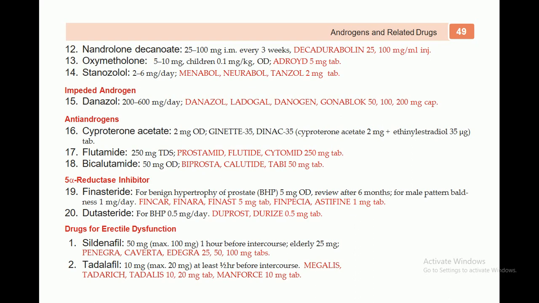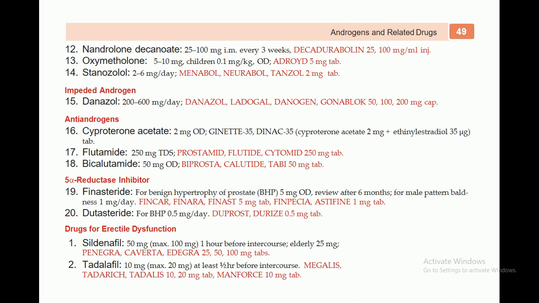While the anti-androgens are cyproterone acetate, which is also available at 2 milligram OD, and Diane 35, cyproterone acetate 2 milligram plus ethinyl estradiol 35 micrograms tablets. While another one is flutamide 250 milligrams TDS, 3 times a day, Prostamide, these are the brands, and Flutide and Cytomid 250 milligram tablets.